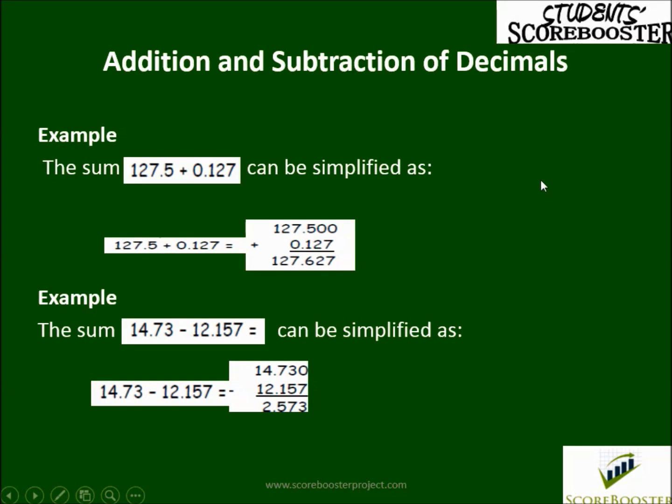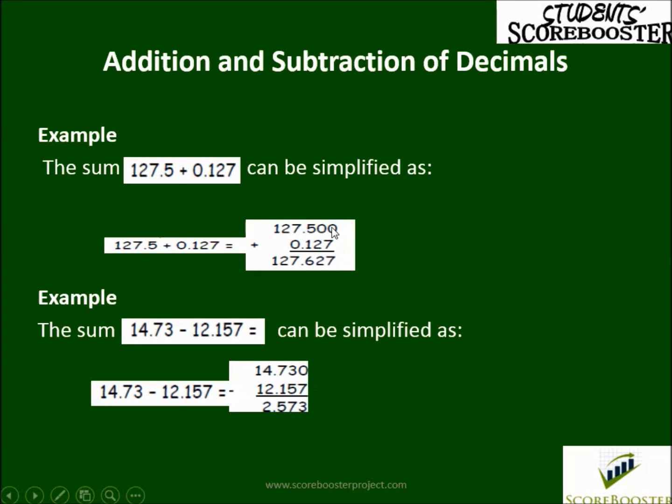Let's have another example. If you are to add 127.5 to 0.127, so 127.5 plus 0.127, we align the two numbers using the decimal point. By so doing, you add 2 zeros to the right of the 5, to make it have 3 places after the decimal, for easy simplification.